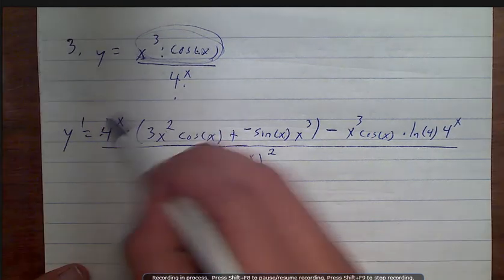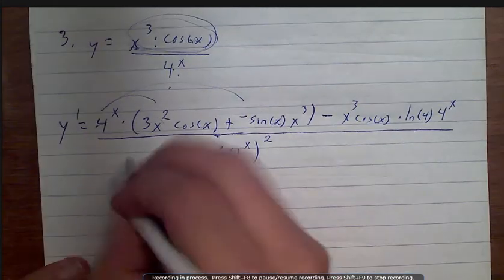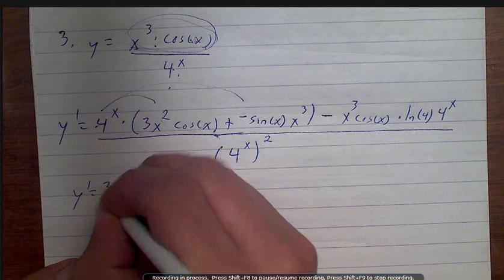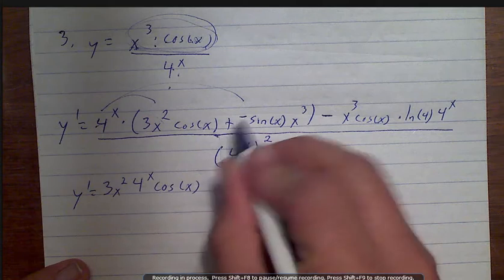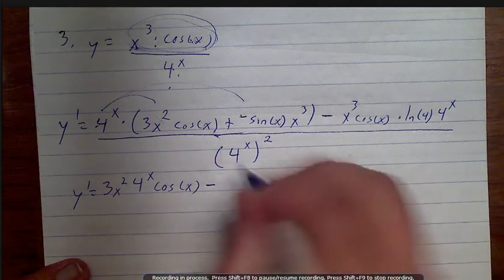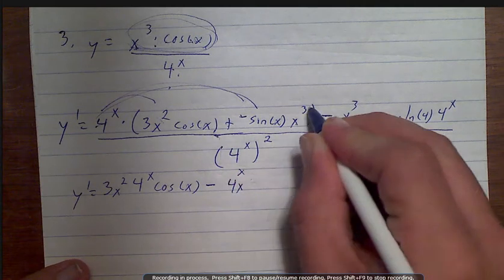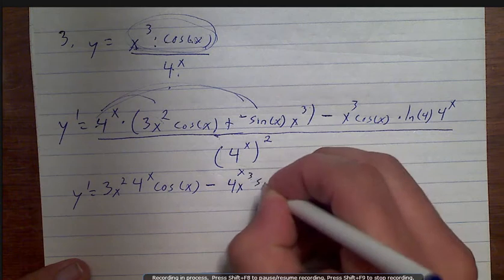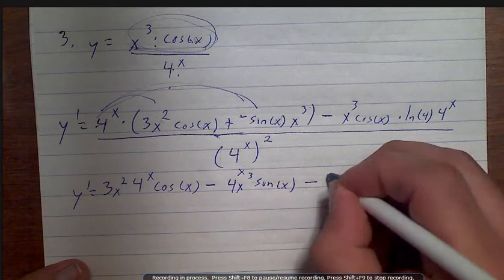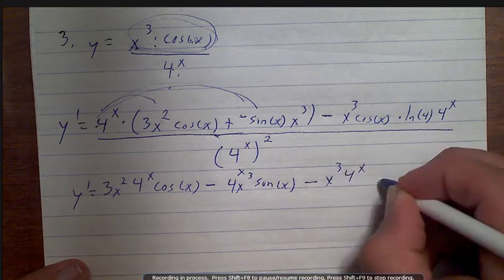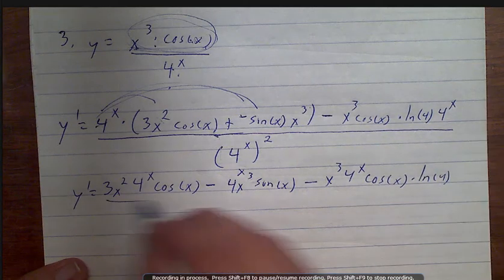Okay, so distributing the 4 to the x, I have y prime: 3x squared, 4 to the x, cosine of x, plus negative, so just minus 4 to the x, x cubed, sine of x, minus x cubed, 4 to the x, cosine of x times natural log of 4. And we have 4 to the x squared.